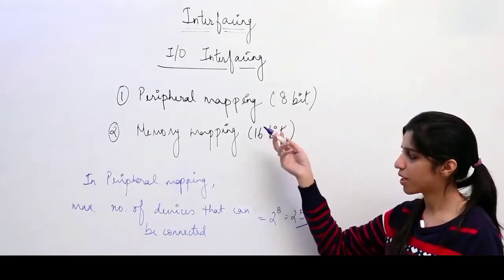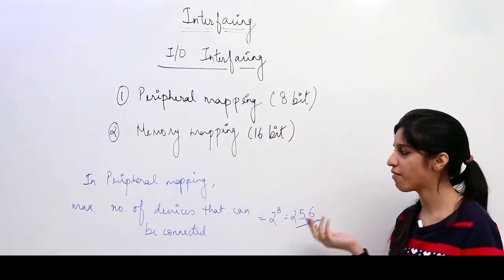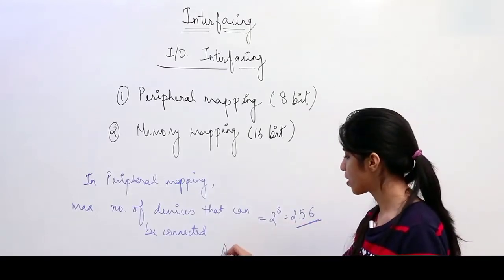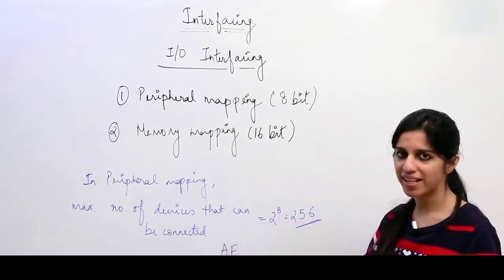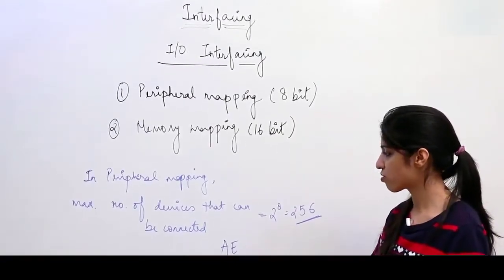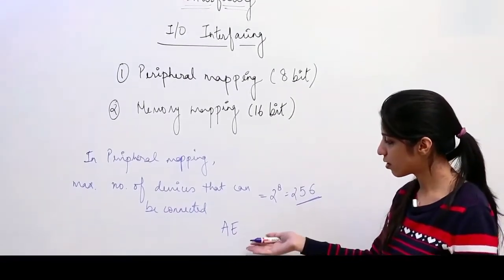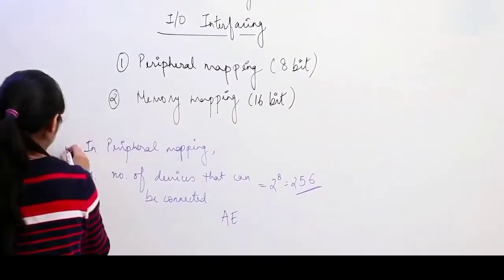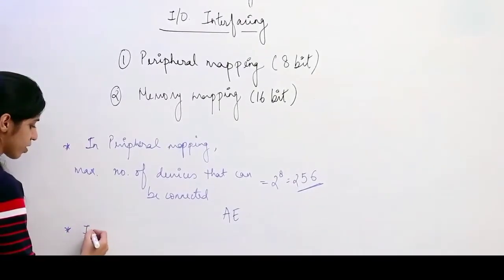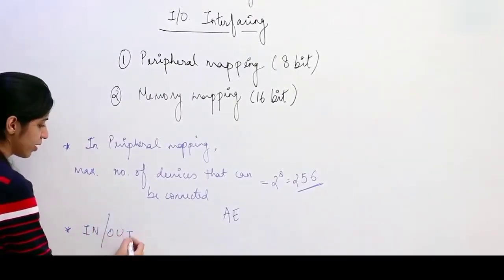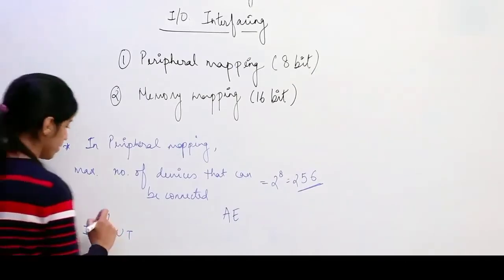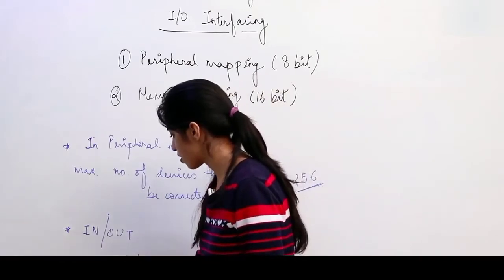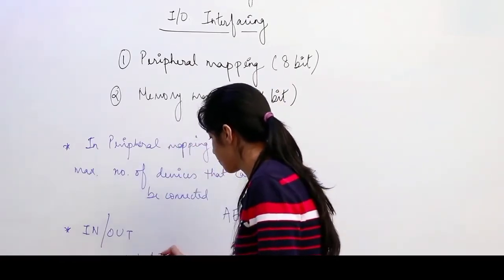So in peripheral mapping, each device is going to have an 8-bit long address, and suppose you have connected a keyboard and the address for the keyboard is AE. If you put AE at the accumulator and use instructions like IN and OUT, you can input the data from the keyboard. So we are using the instructions IN and OUT in peripheral mapping. Basically we are using instructions like IN AE.